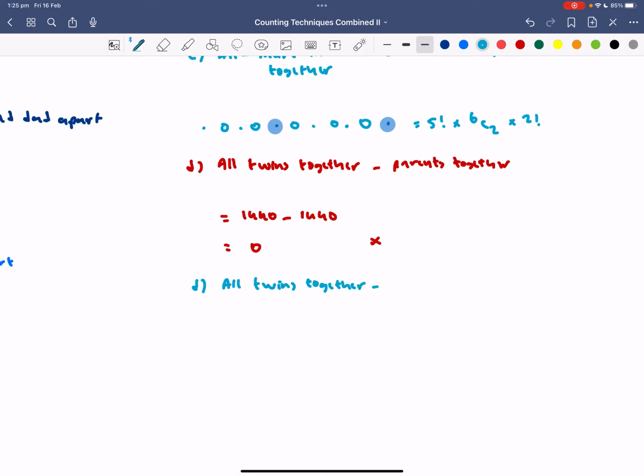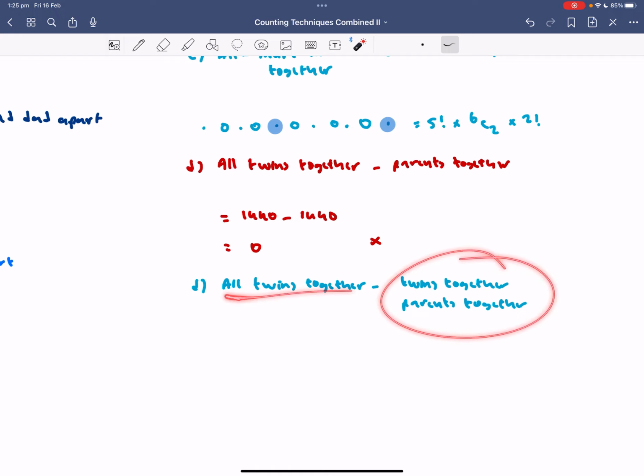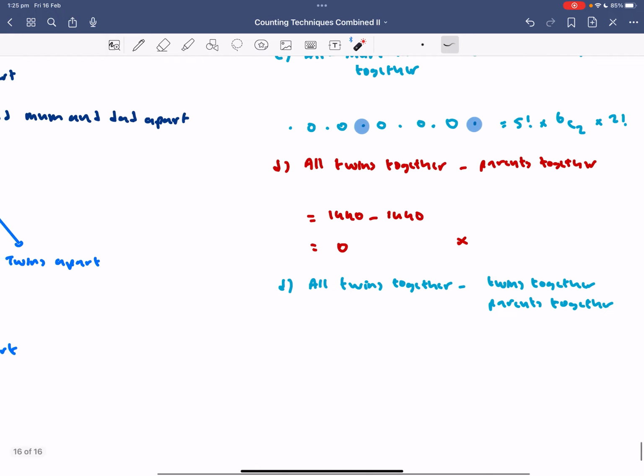So we're going to do all the ones where the twins are together minus the ones where the twins are together and the parents are together. That is the correct way of doing it. We're going to do all the ones where the twins are together minus the ones where the twins are together and the parents are together.